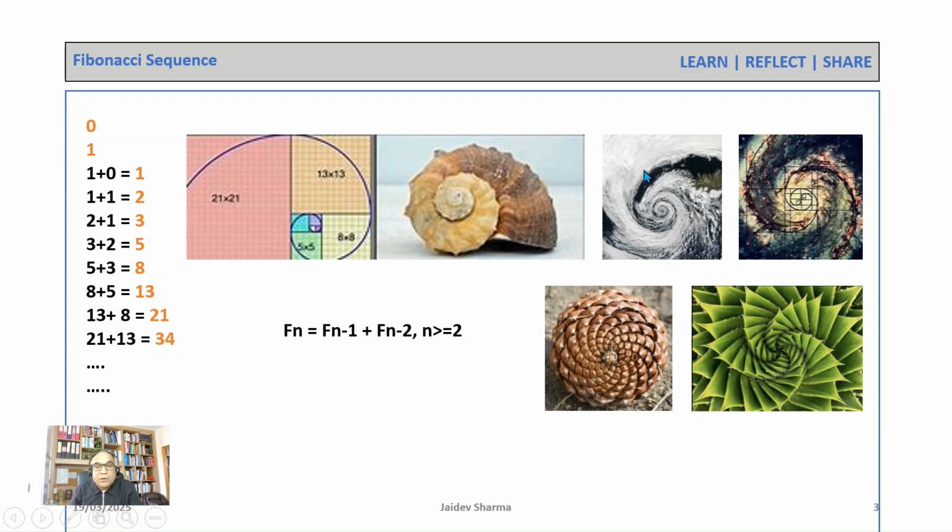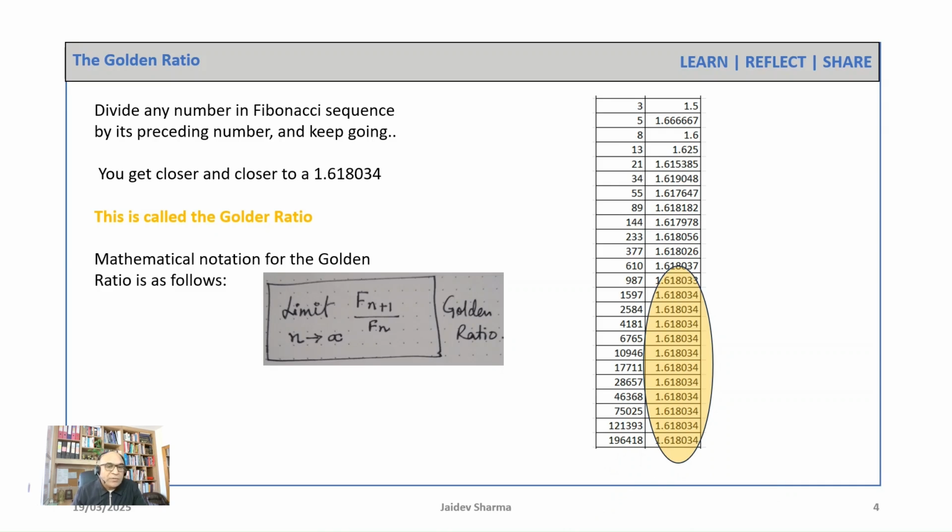Shells, the way storms are formed, the way some of the galaxies are formed, a pine cone, and some of the leaves. They are all naturally existing spiral forms which seem to follow the arrangement of rectangles formed by the Fibonacci sequence. So, whilst it is quite interesting to note that there are a lot of naturally occurring patterns that seem to follow the Fibonacci sequence, there are equally interesting ratios that can be arrived at from using the numbers in the Fibonacci sequence.